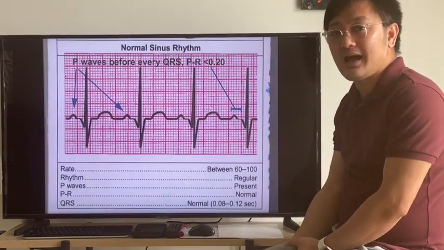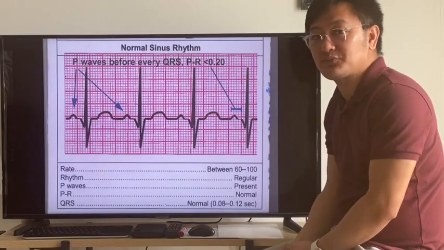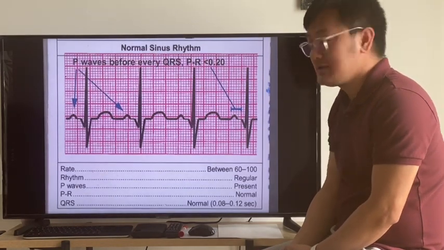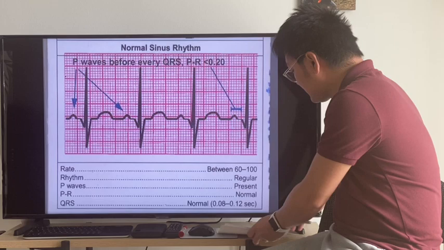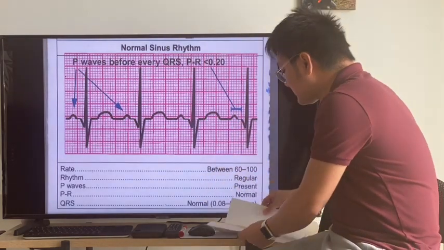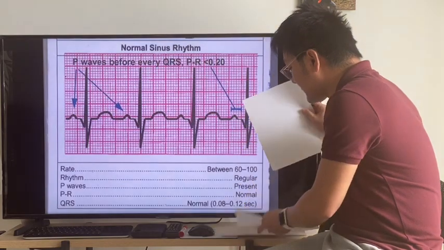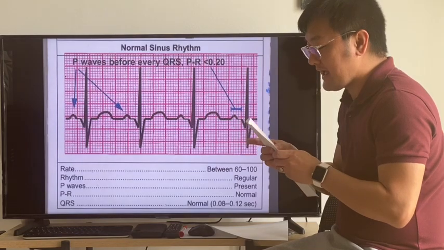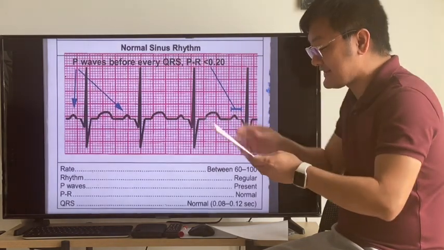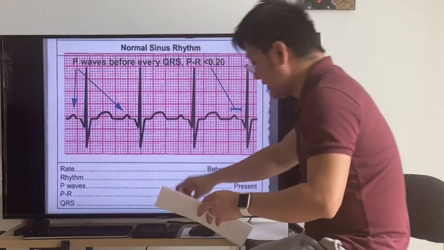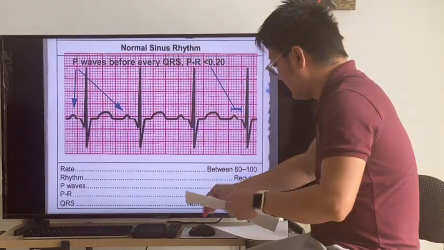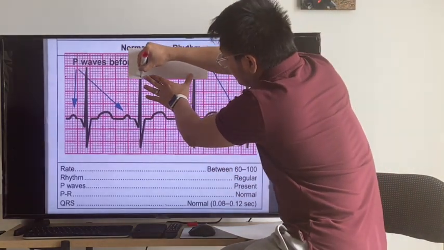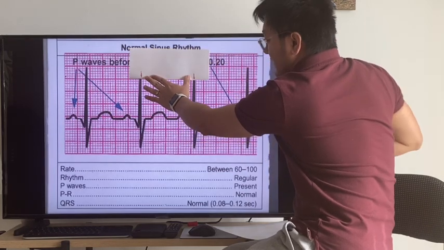No, not yet. Last is to check whether this tracing has rhythm or no rhythm at all. Ideally, when we check for rhythm, we use a caliper. Since I don't have a caliper with me, let me use this bond paper, okay? So we are going to measure the distance of R wave to the next R wave, making sure they have the same interval or spacing or distance. I'm going to use a red marker, and we will try to measure the distance of R wave to another R wave. Okay? So look.